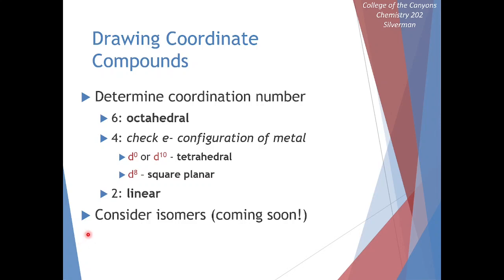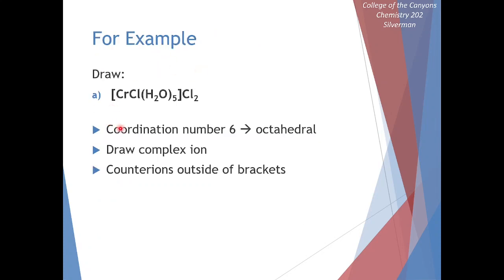So as an example, chromium, Cl, H2O5, all in brackets. This is our complex, surrounded by 2 counter ions that are chlorides. We have a total of 6 things attached to our central metal, so we can try to draw this. Here is our metal in the middle. We have 6 things attached. That will be octahedral.